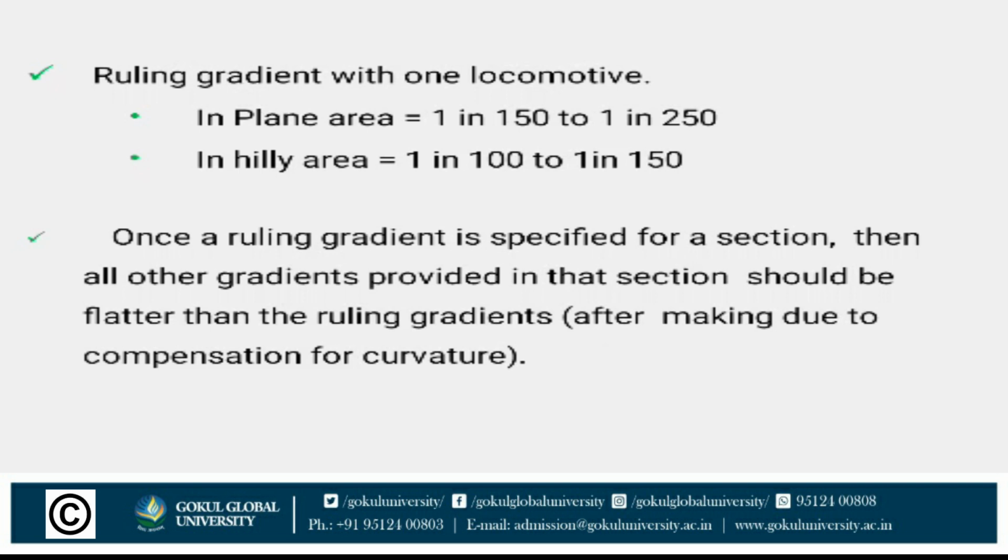Ruling gradient with one locomotive. The value considered for ruling gradient in plain areas is 1 in 150 to 1 in 250. When the railway passes through a hilly area, the ruling gradient provided is between 1 in 100 and 1 in 50. Once a ruling gradient is specified for a section, all other gradients provided in that section should be flatter than the ruling gradient. That's why the ruling gradient is the maximum gradient on the track.